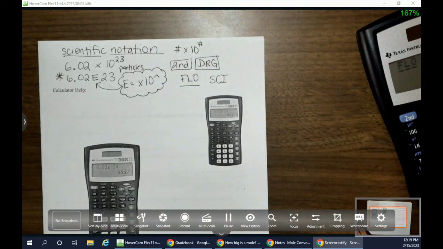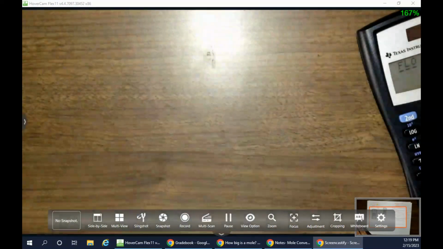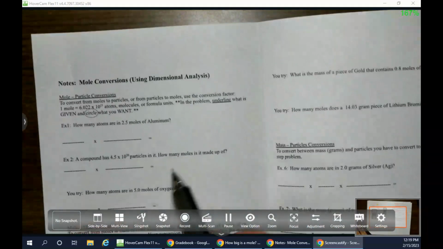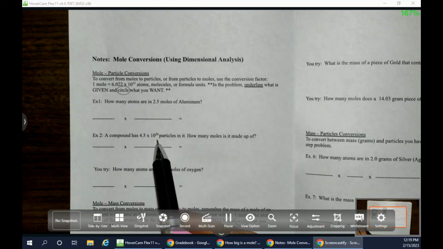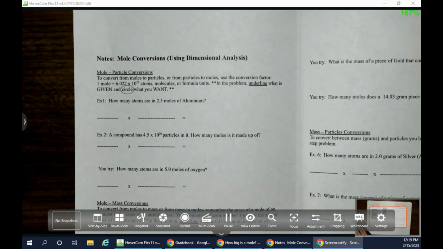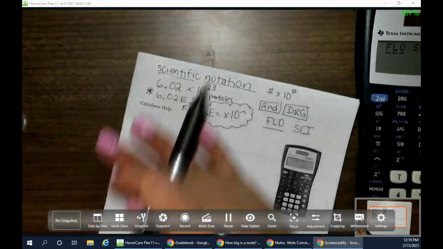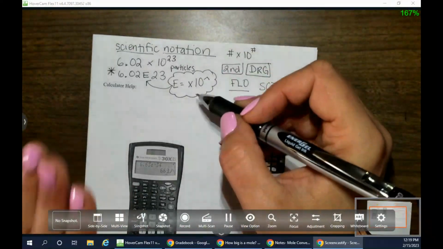Keep that in mind as you start getting crazy numbers. If you open up your little page, you can see on the inside, one of your first examples has 4.5 times 10 to the 20. You would put 4.5 E20. So that's what it represents, the times 10 to the. Okay, so we have that little notation there.